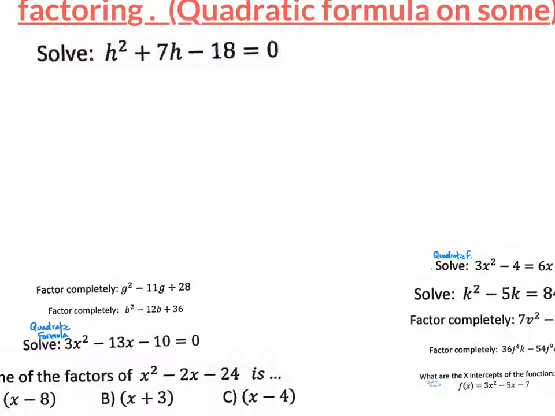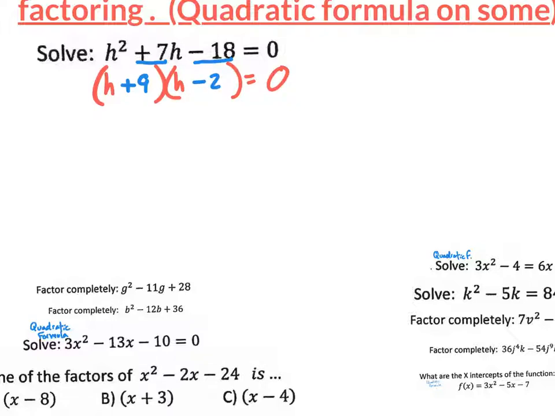So whenever they ask you to solve and you don't see a number out here in front of the h squared or the x squared, when your a value is 1, it's always a great idea to try to factor. On many of these on the test, you will be able to factor by thinking what times what is negative 18, that if I combine together gives me a positive 7. And you'd be like, oh, that's positive 9 times negative 2.